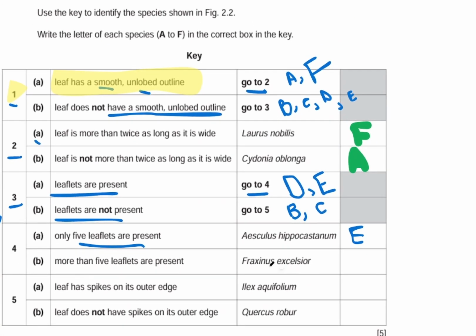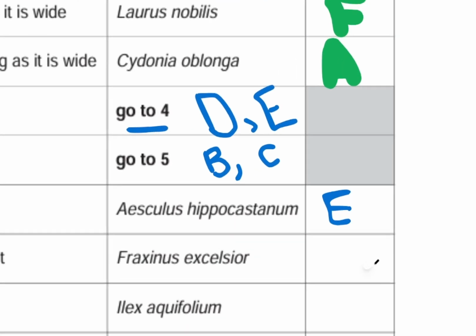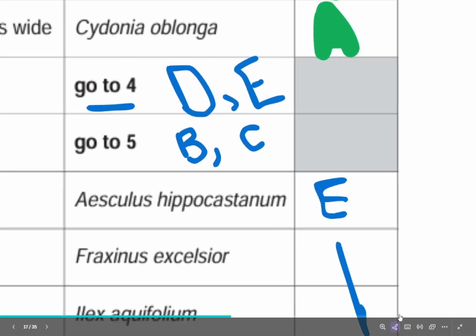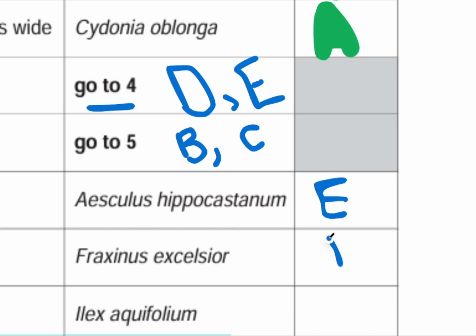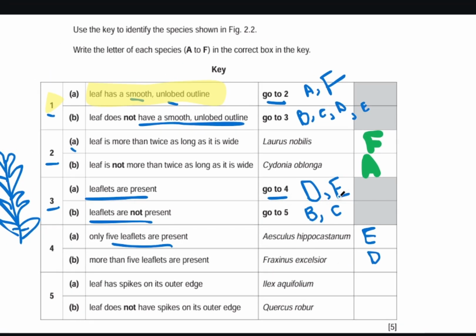And if more than 5 leaflets are going to be present, then it is going to be... wait a second. Sorry for the bad writing over here. All right, so this is going to be D over here. I hope this is clear. So we have identified D and E as well. Now we're only left with B and C.